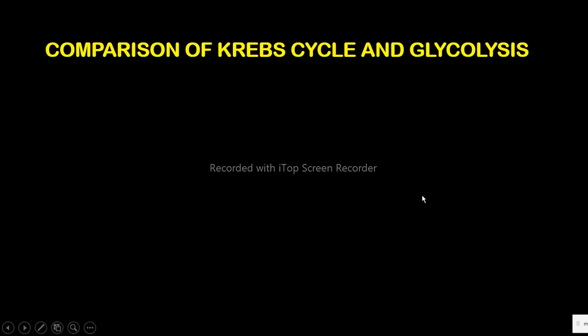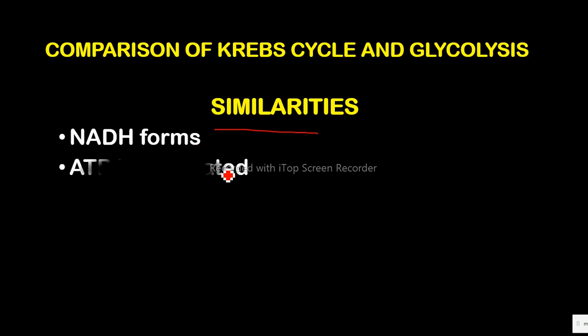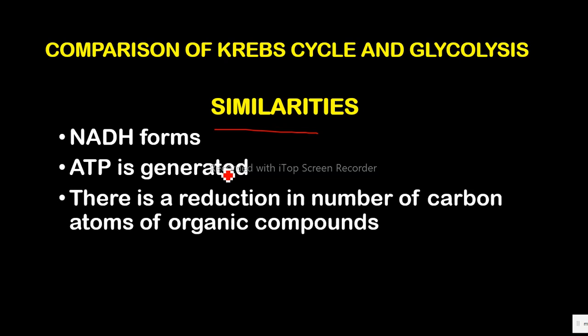So, you can compare the Krebs cycle and glycolysis. However, this is just simple work. Similarities: NADP is NAD, reduced NAD. Why NADP? NADP is found in photosynthesis, but this is just NAD when it is not phosphorylated. Okay? So reduced NAD is formed in both. ATP is generated in both. There is reduction in number of carbon atoms in both. And pyruvate participates in both.